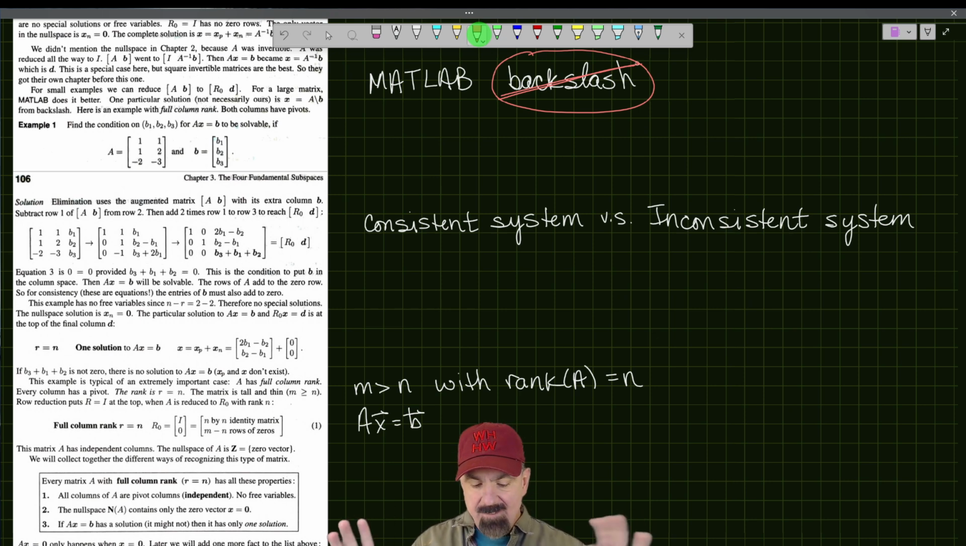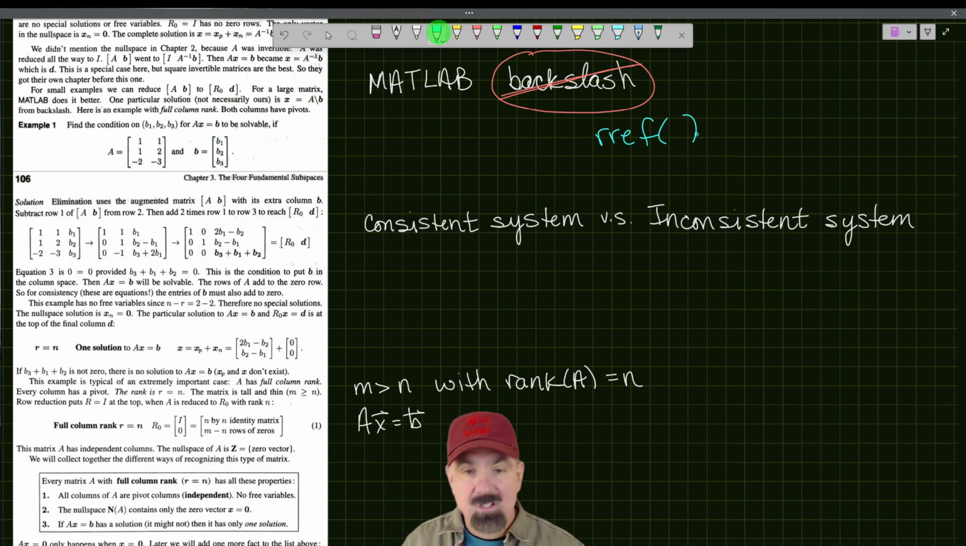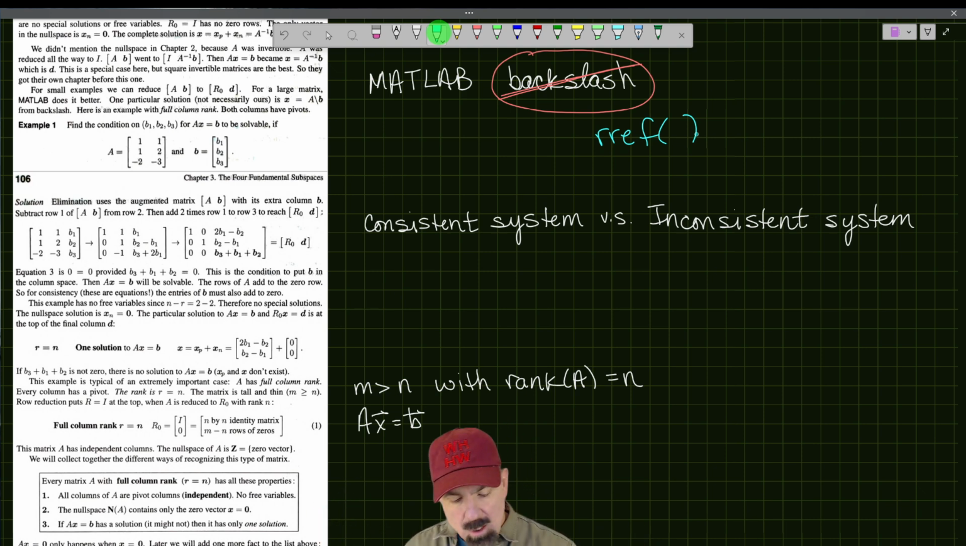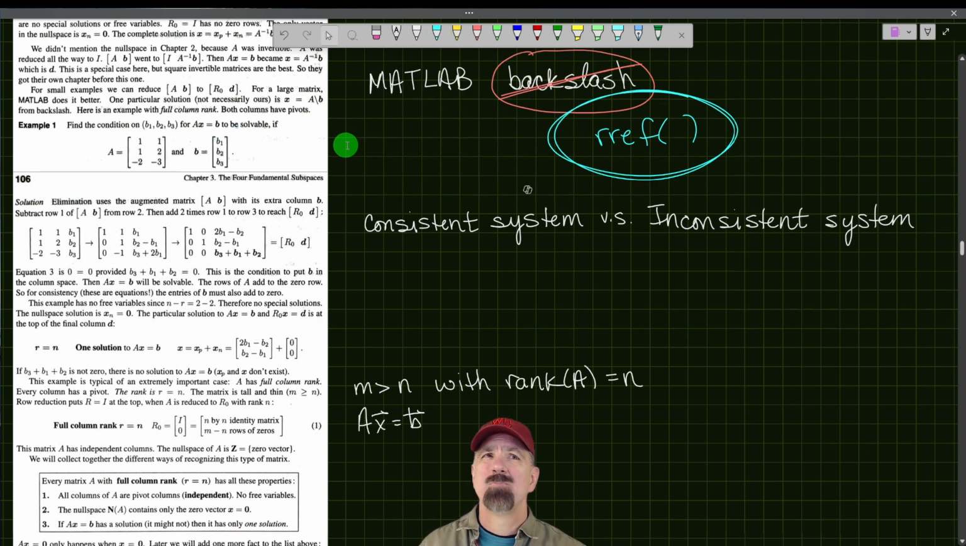So instead of using the backslash command, use RREF. The RREF gives us access to the complete solution, the null space part of the solution, and it's very easy to find a particular solution by taking the free variables and setting them equal to 0. So we are going to use RREF, and that is the point of the next video. We're going to walk through the steps of exactly how that gets done.